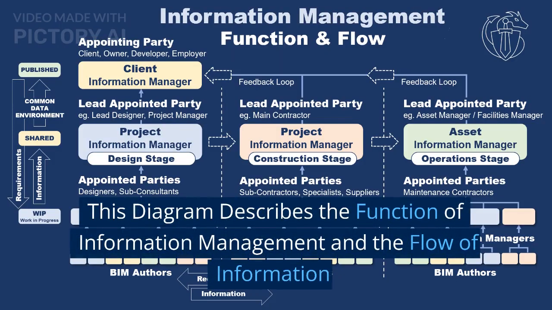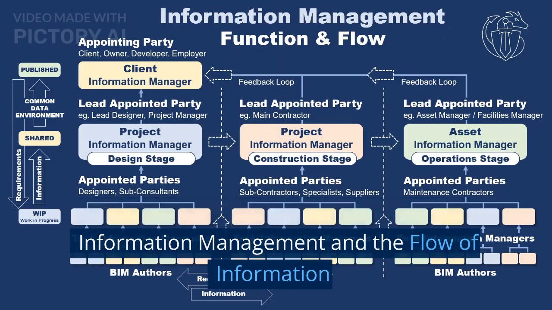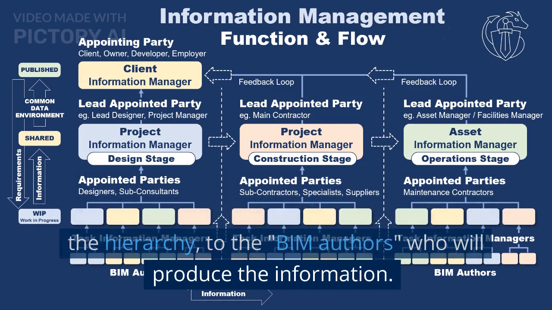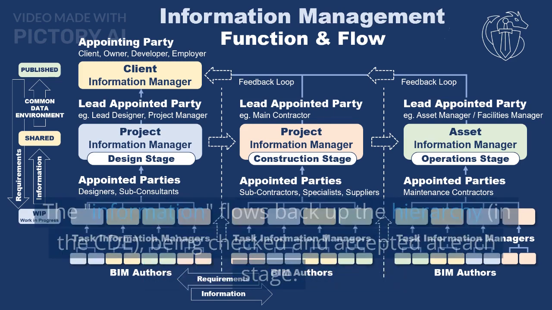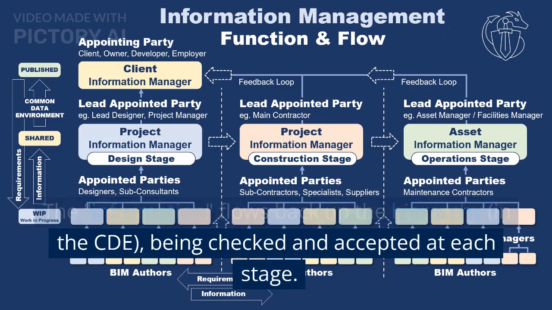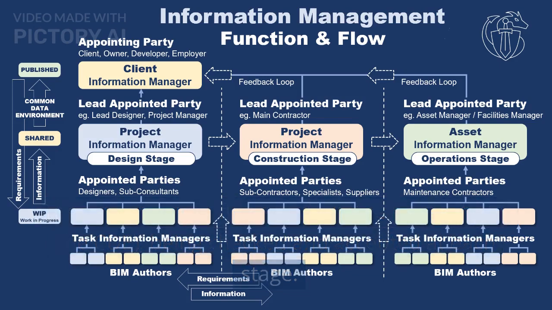This diagram describes the function of information management and the flow of information. The requirements for information flow from the appointing party, down, in the diagram, through the hierarchy, to the BIM authors, who will produce the information. The information flows back up the hierarchy, in the CDE, being checked and accepted at each stage.